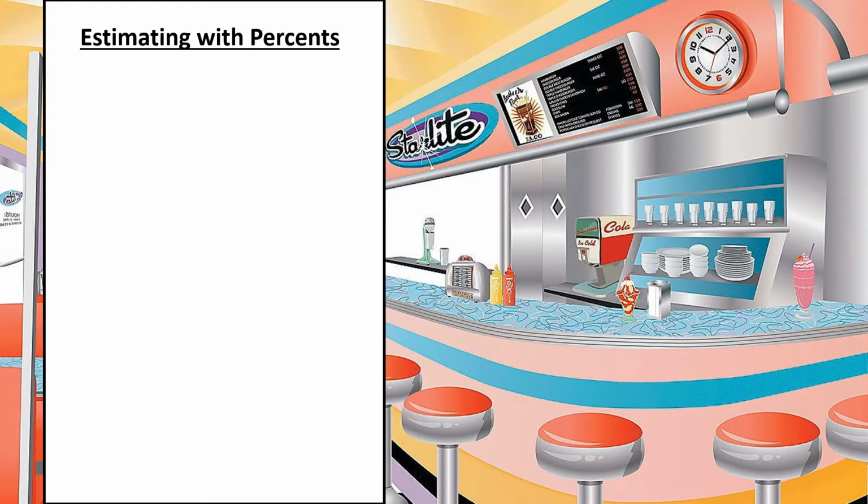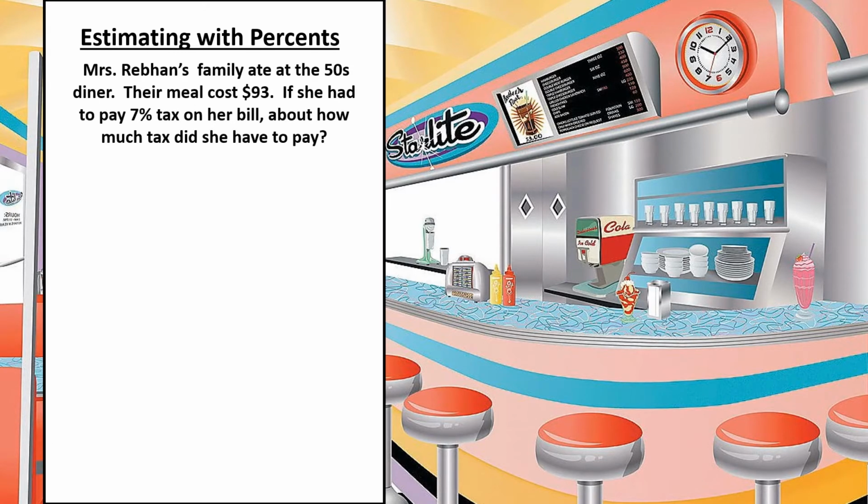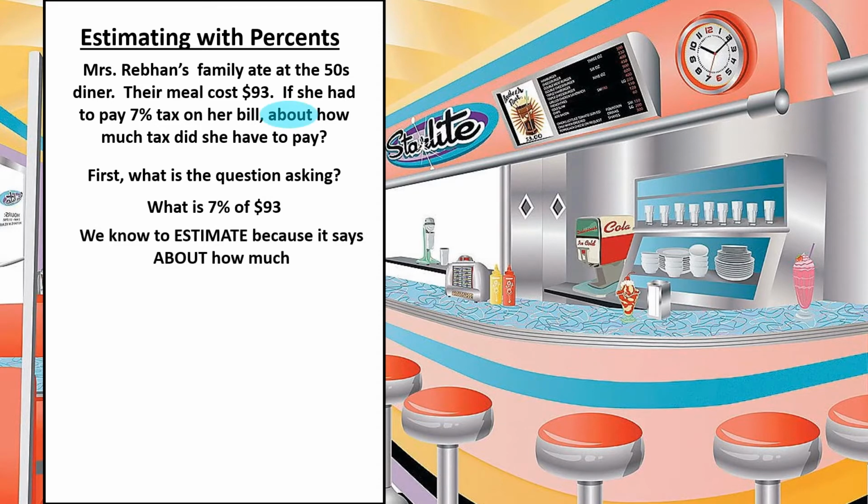Estimating with this benchmark percent, here's a word problem for you. Mrs. Repan's family ate at the 50s diner. Their meal cost $93. If she had to pay 7% tax on her bill, about how much tax did she have to pay? So the first thing you want to do is figure out what the question is actually asking. The question is, what is 7% of $93? And we know we need to estimate because it says about how much. So we're going to use compatible numbers.